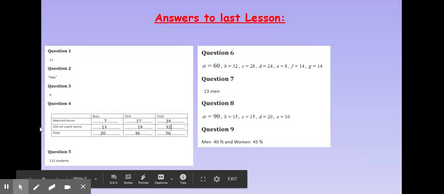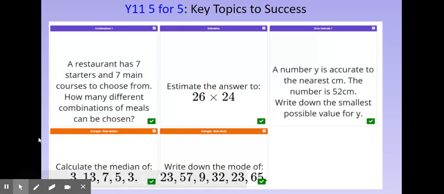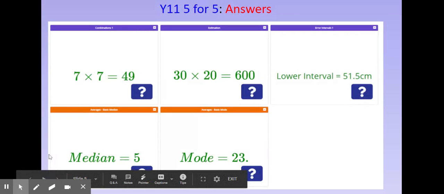The answers to last lesson are found in slide 2. In slide 4 you have the 5 for 5 starter. Please attempt them on a piece of paper or in your exercise book. Press pause now and attempt them. Once completed, go to slide 5 for your answers.